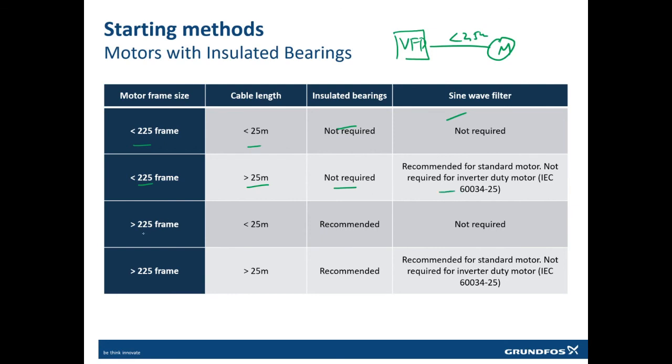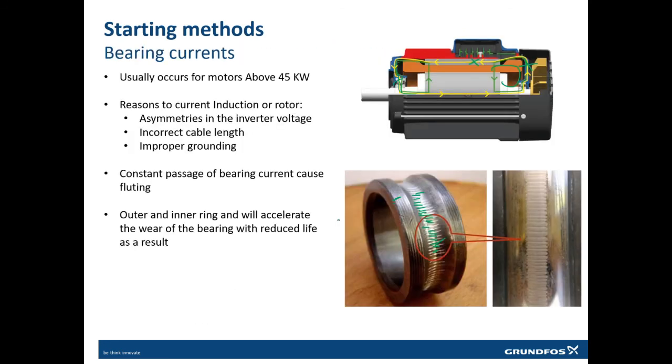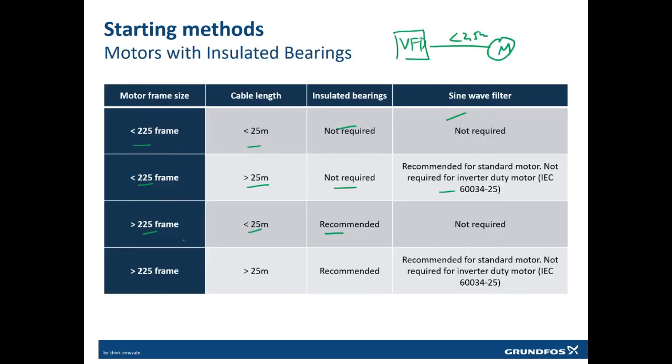And if the frame size is more than 225 frame and the cable length is less, insulated bearing is recommended. Remember I said in this picture that we need to disconnect this circuit, and if the current is more, then it will create a problem. The current is more when the size of the motor is big. So at 225 frame or bigger, even if the distance is smaller than 25 meters, insulated bearings are recommended.